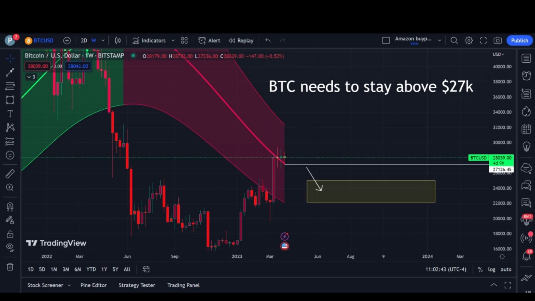So whenever we see the weekly candle close below the middle line, I expect a decent rejection back to the lower line of the Gaussian channel, which is at 22k. So I can see Bitcoin probably trade between 25k to 22k roughly to start with. But let's first see if Bitcoin can remain above the middle line at 27k.